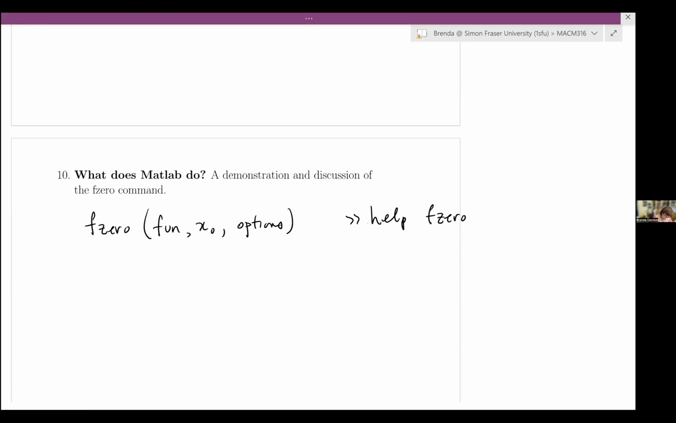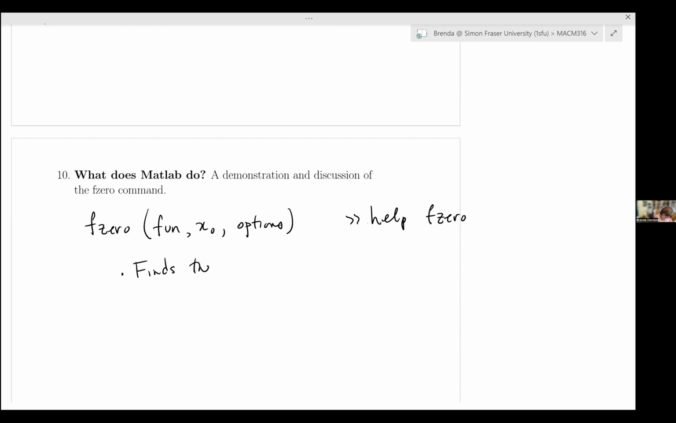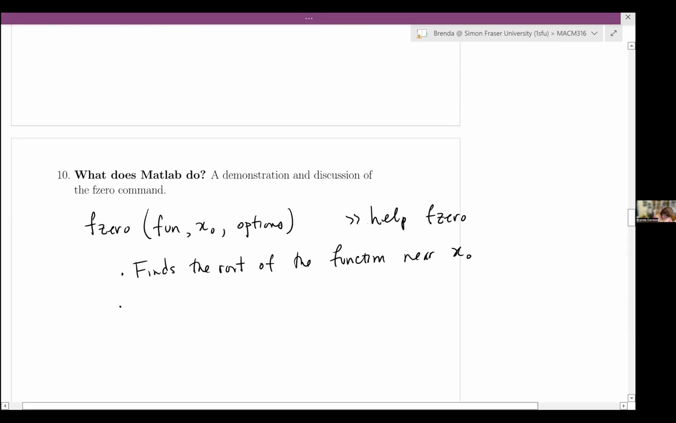Okay, so what does this function do? I mean, it finds the root of the function near x0. You have to provide the initial where to start, and x0 can be a point or an interval.